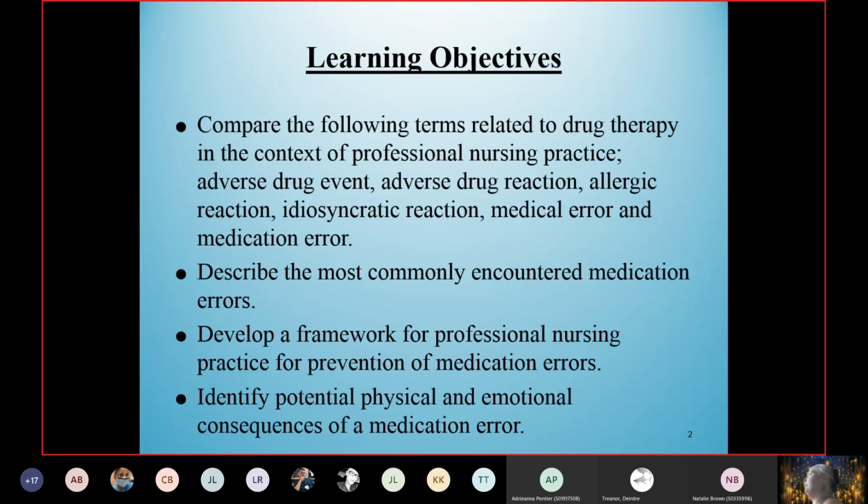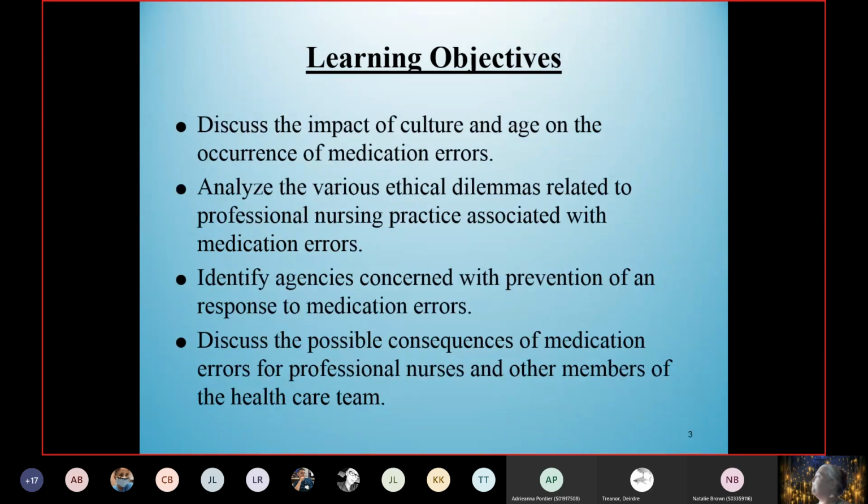Compare the following terms: adverse reaction, adverse drug reaction, or adverse drug event. Be able to describe commonly encountered medication errors. Make sure you develop a framework to prevent them. Identify potential physical and emotional consequences of a medication error. Yes, chapter 5. Impact of culture and age, ethical dilemmas, agencies, and possible consequences.